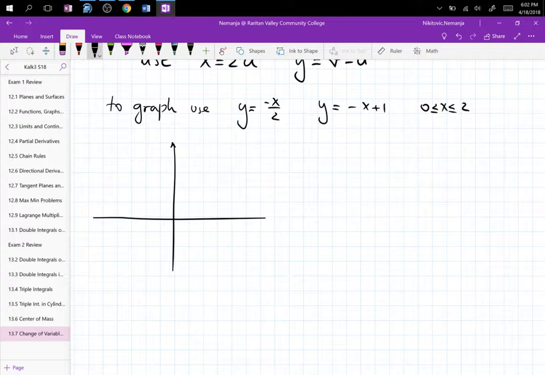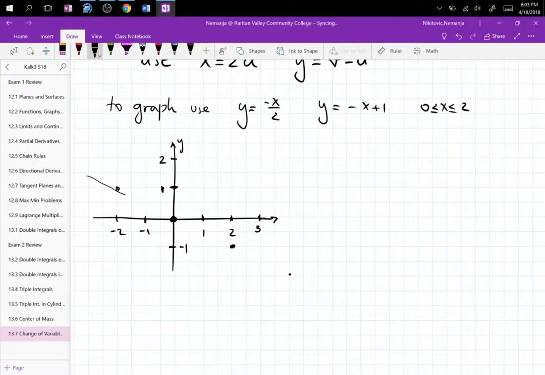Alright, so I'm going to use 2 units as 1, so we can see this better. And now I have the first part, which is y equals negative x over 2, that's at 0. And then we go 1 unit down, 2 units over, so it's right here. Or 1 unit up, 2 units over. So I have one of these lines.